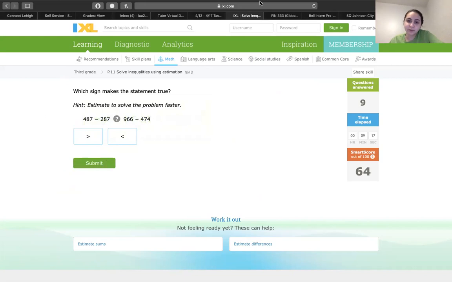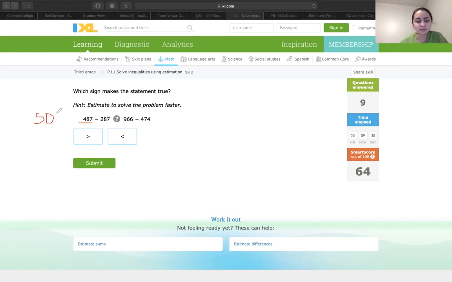Okay, this will be our last one. Okay, this is 2 subtractions. Now, let's just look at the numbers. This one, more or less 500. And you're subtracting more or less 300. This one, you have almost 100. And you're going to subtract almost 500. Right? It's 1,000.